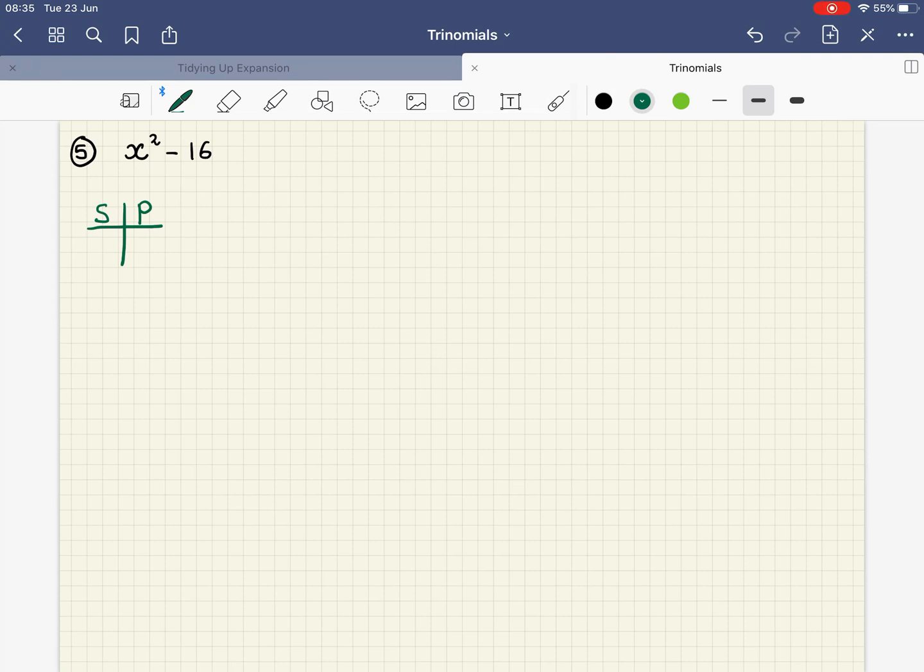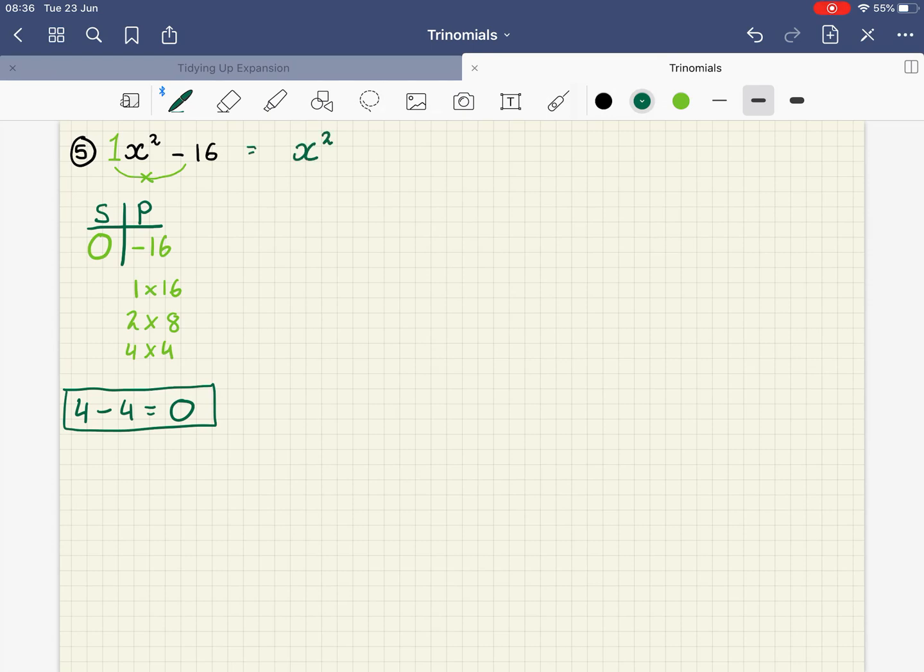Now, for my sum, there isn't anything there. And if we think about it, what could be in the middle there is plus 0x. Because 0 times something means there's nothing. So that means my sum is just 0. So it still kind of exists, but we don't actually require it. Then my product, same as before, multiplying the front and the back together, is minus 16. Things that multiply together to give me 16: 1 times 16, 2 times 8, and 4 times 4. And to make 0, I do 4 take away 4, which gives me 0.